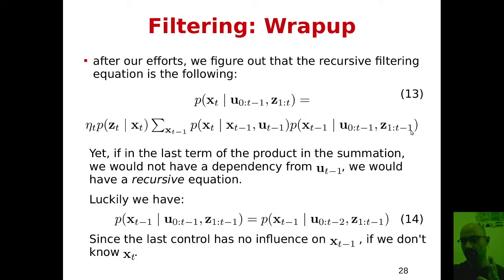So if you want to visualize the diagram, you just cut off from the diagram that part. And by visualizing the diagram, you figure out that even if you know u at time t minus 1, it is completely irrelevant. So you could basically write p of xt minus 1 given u between 0 and t minus 1 and z between 1 and t minus 1 is perfectly identical to xt minus 1 given u between 0 and t minus 2 and z between 1 and t minus 1. Which is exactly what I've written here.